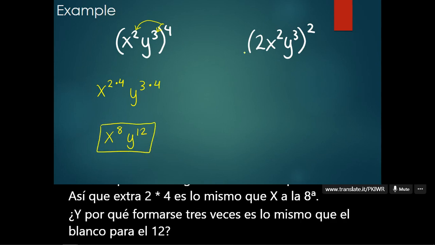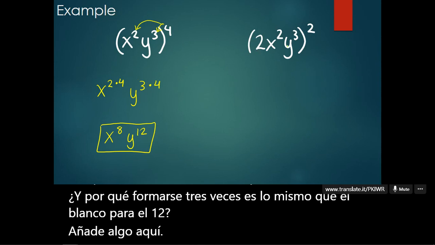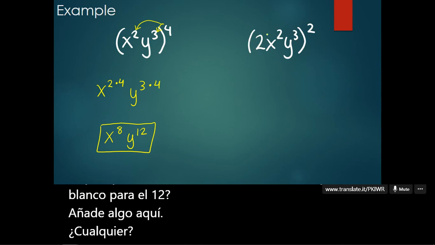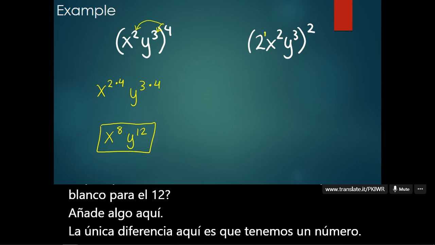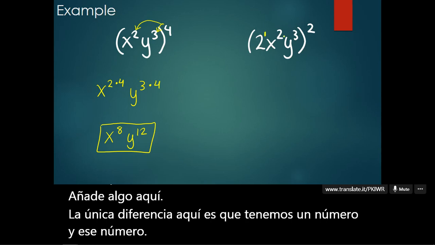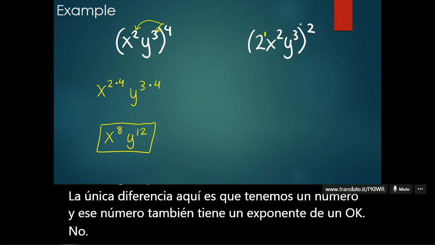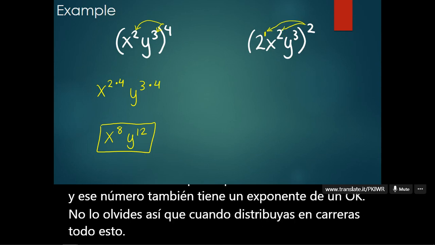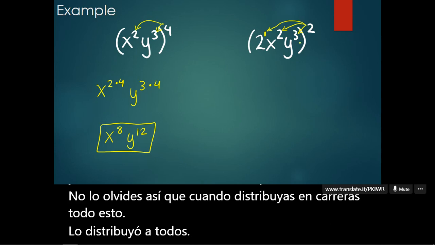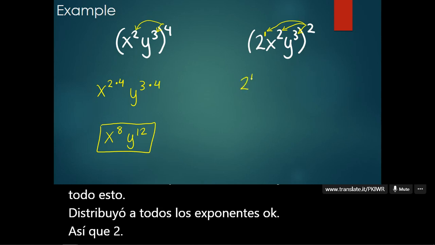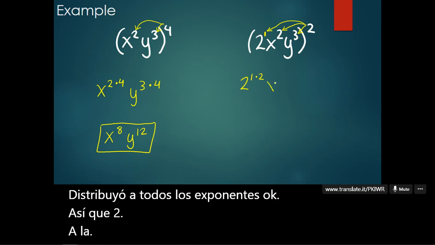All right, same thing here. The only difference here is we have a number, and that number also has an exponent of 1. Don't forget that. When you're distributing and raising all these, you're distributing it to all the exponents. So 2 to the 1 times 2, x to the 2 times 2, and y to the 3 times 2.